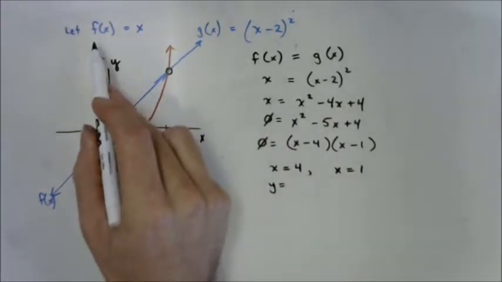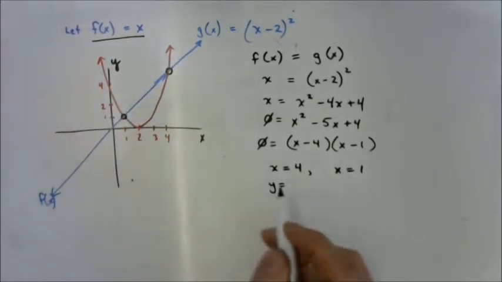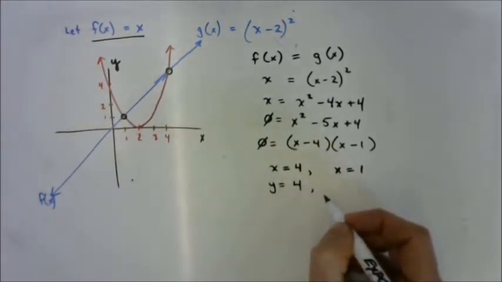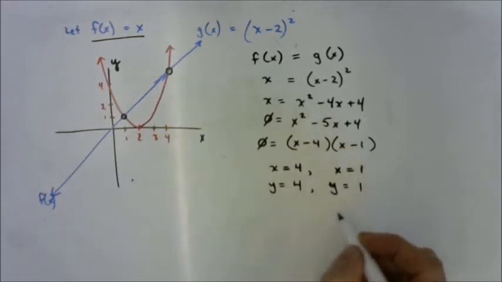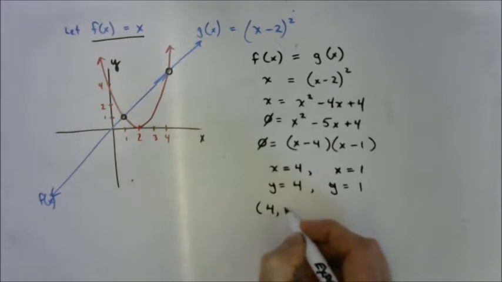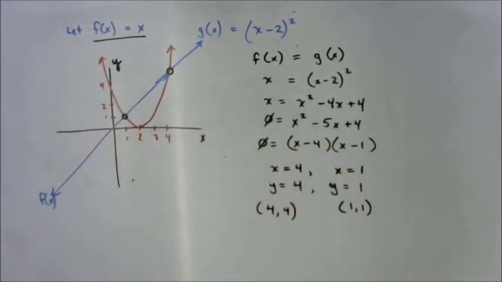f of x equals x is really easy to work with. If I plug 4 into there, then I get a y value of 4. And if I plug 1 into there, I get a y value of 1. So the two points of intersection are indeed (4, 4) and (1, 1). It's a bit of a throwback review to grade 10: intersections of a curve and a line, or intersections of two functions.